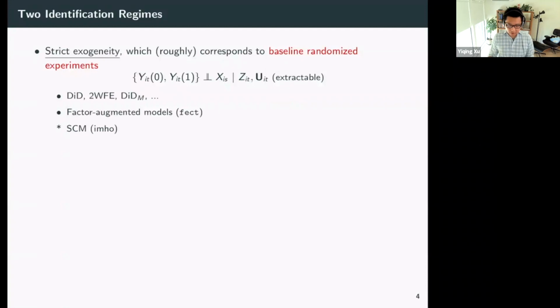Estimators include, these are the estimators, right? These are not a design. These are the algorithms that we use to estimate the effect: difference-in-differences, two-way fixed effects, the IFEM, factor augmented models, and the synthetic control method. I think the synthetic control method, this is my interpretation, does not allow feedback.